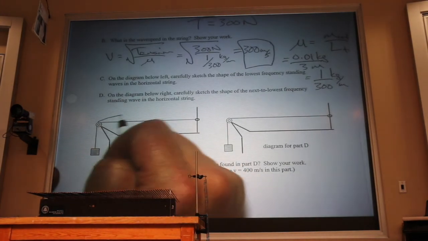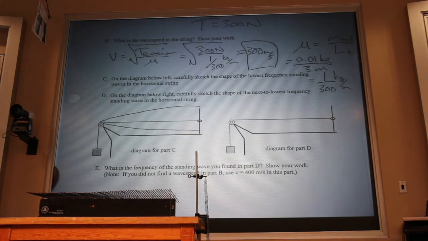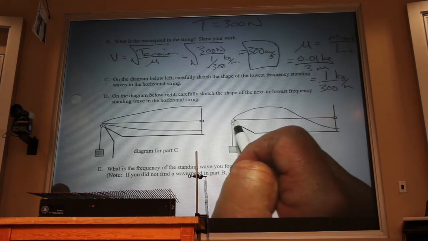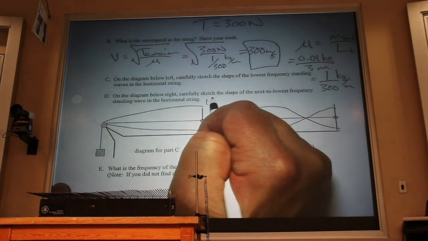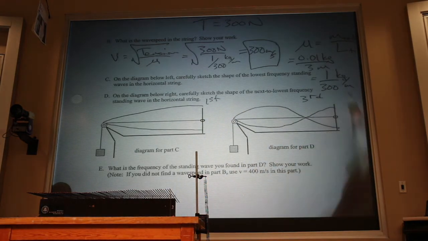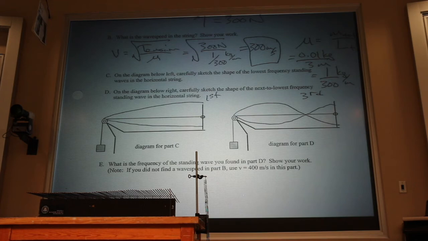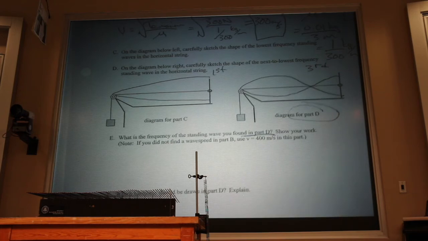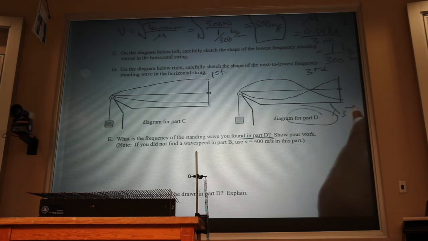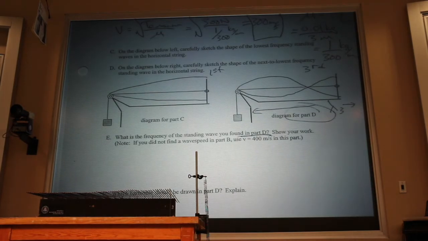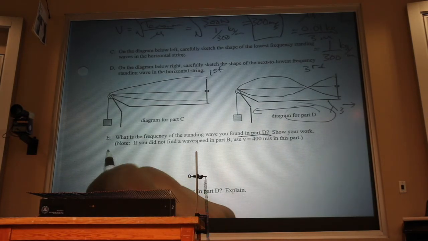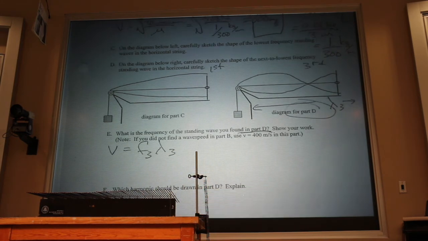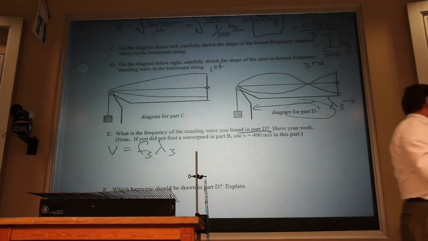Now, the first harmonic is going to go straight from a node to an antinode. The next harmonic is going to add one football. So this would be the first harmonic, and this would be the third harmonic. Now, to find the frequency of this harmonic, I need to know what the wavelength is. And then with v equal to frequency times wavelength, I can find that frequency.